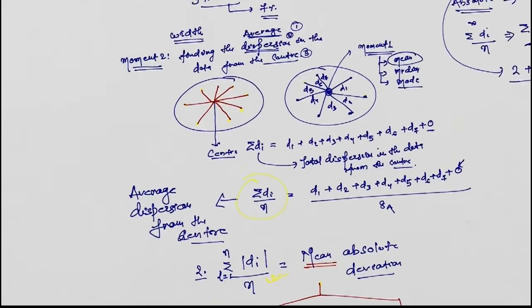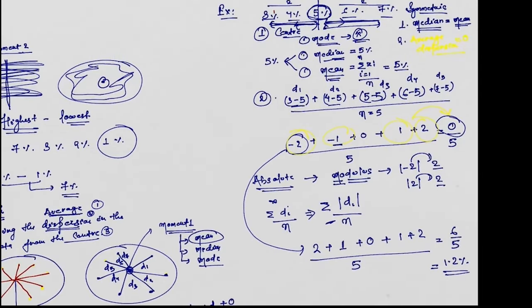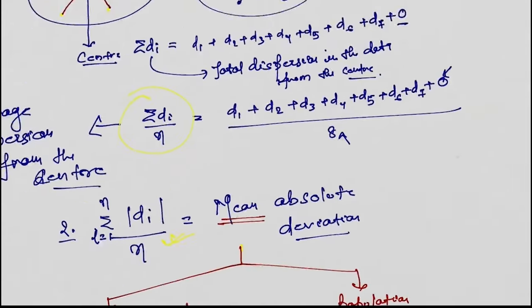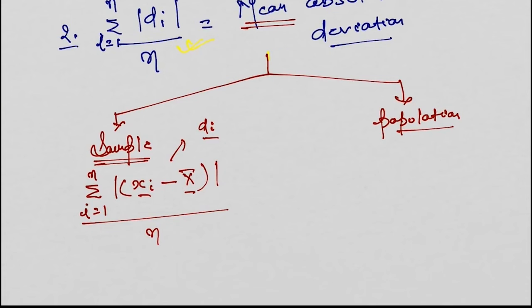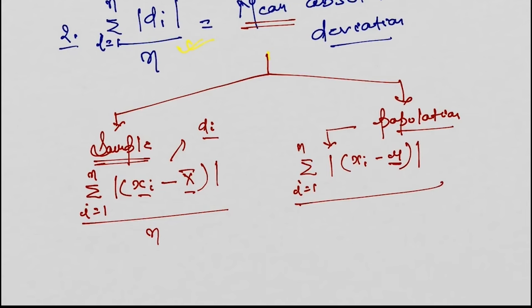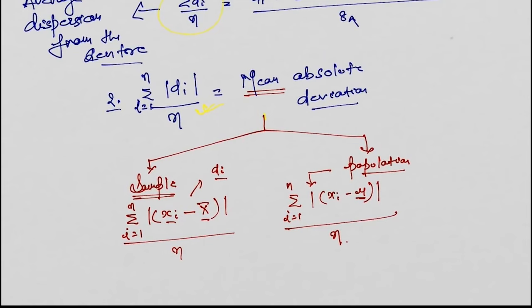Xi minus x bar are the distances. What you did was calculate the distances: 3 minus 5, 4 minus 5, 6 minus 5, 7 minus 5. So it is xi minus x bar. And for the population, the only difference in the formula is that instead of x bar, the population mean is denoted by mu. So this is the formula and notation of the mean absolute deviation.